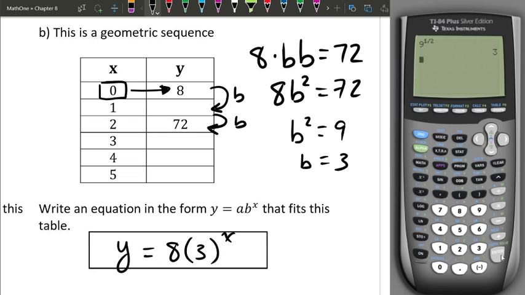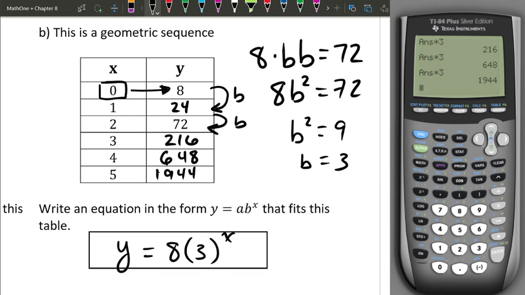I can get the missing values a couple of different ways. If I clear the screen and I start with the number 8, and I just hit times 3, I can see the next value is 24. Times 3 gives me 72. The next one is 216. The next value is 648. And then the last value is 1944.